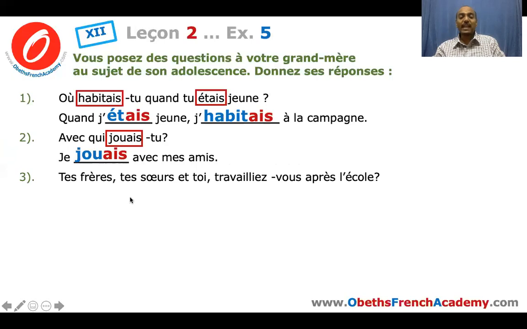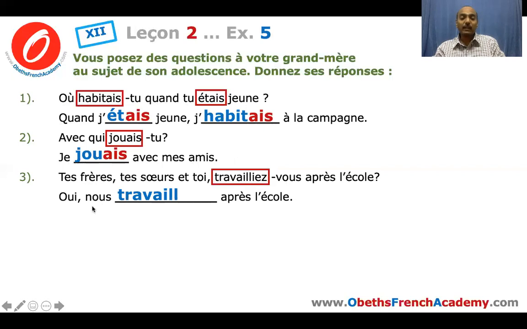Third question. Tes frères, tes sœurs et toi, travaillez-vous après l'école? Your brothers, your sisters and you, were you working after the school hours? So here the verb travailler, it's in imparfait. Can you see the ending is IEZ? That's your imparfait ending for the subject pronoun vous. So now imagine what the grandmother is saying. She's saying, oui, nous travaillons après l'école. Yes, we used to work after the school. So we'll use the same verb travailler, but now it's going to be in imparfait, for the nous form. So when it is vous, it is IEZ. When it is nous, it is IONS.